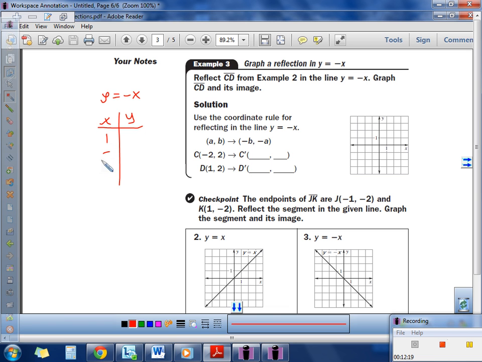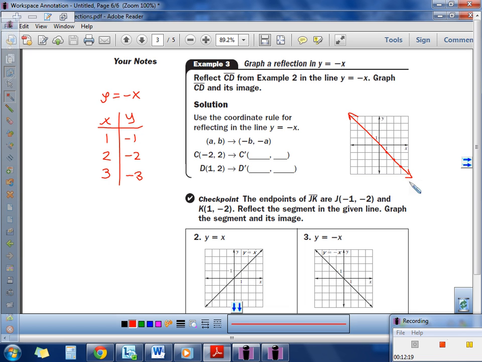So if I say my x's once again are 1, 2, 3, what are my y's going to be? They're going to be the opposite sign, right? Negative 1, negative 2, and negative 3. That's what this means. They're opposite signs. So I need to be able to graph those 3 points now. Over 1, down 1. Over 2, down 2. And I think you can get the idea. It's going through the origin the opposite direction.